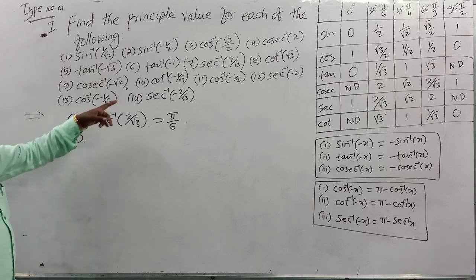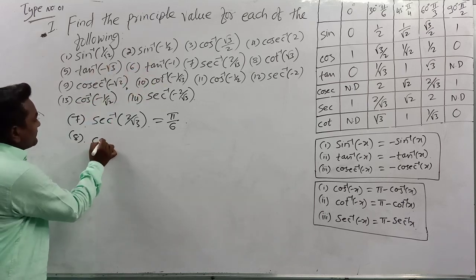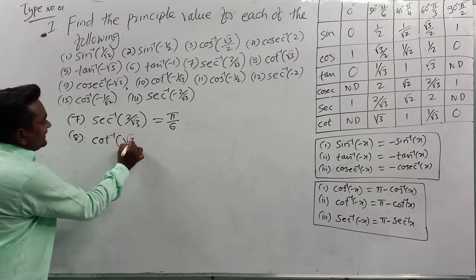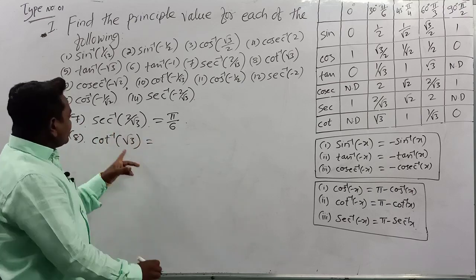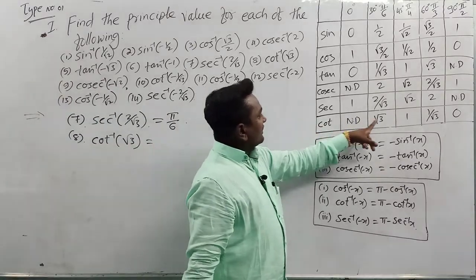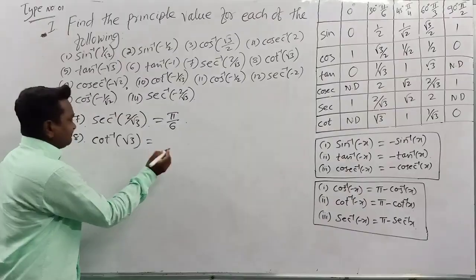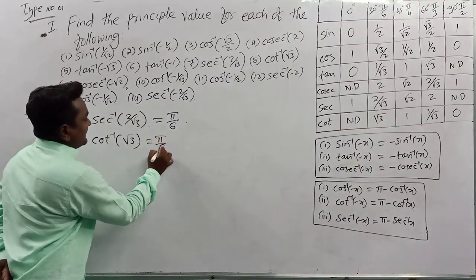Eighth, cot inverse root 3 is there. Cot inverse root 3. So cot inverse root 3. Cot root 3 is equal to how much degree? 30 degree means pi by 6. Pi by 6.